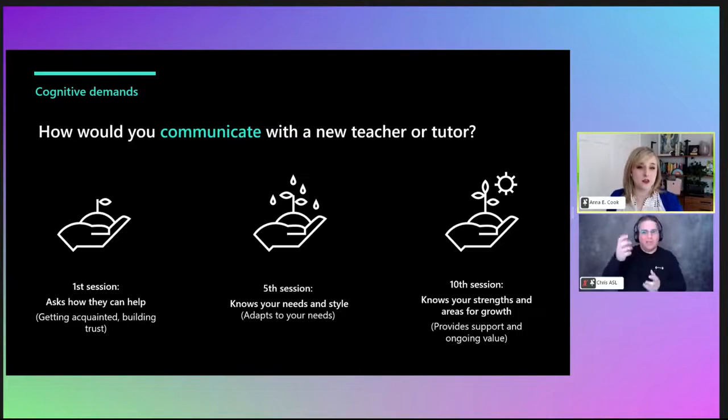By their fifth session, they better understand and adapt to communication needs with the student. And by the 10th session, they probably understand strengths and areas for support and can provide ongoing support with the student. A good tutor will sense these needs intuitively, but technology isn't nearly as adept and will ignore those needs unless it's deliberately built to address them. So we need to investigate how technology can best understand and adapt to a person's communication preferences.